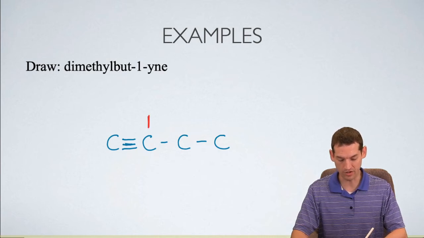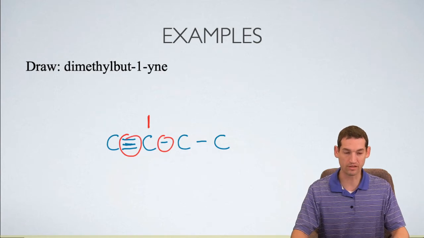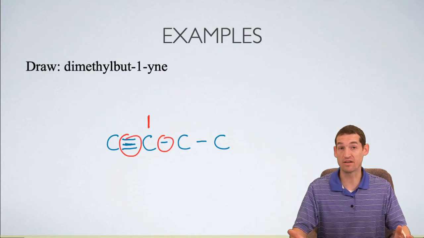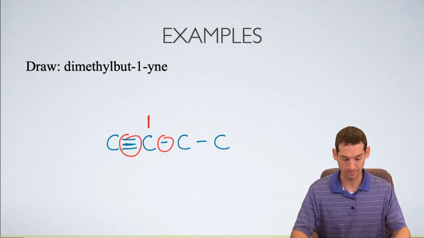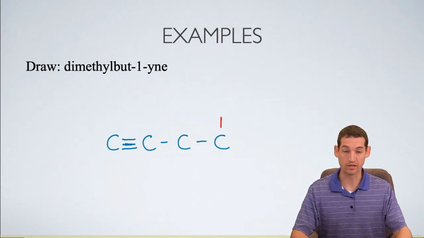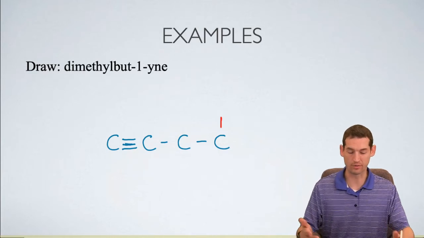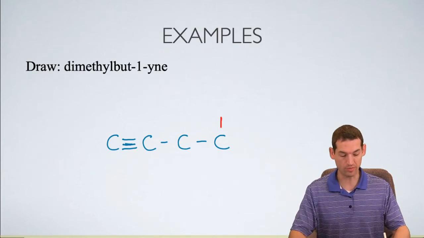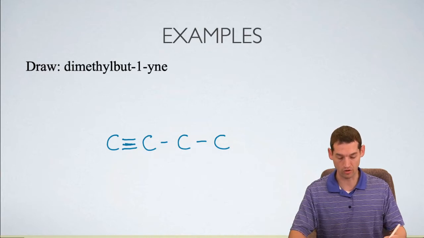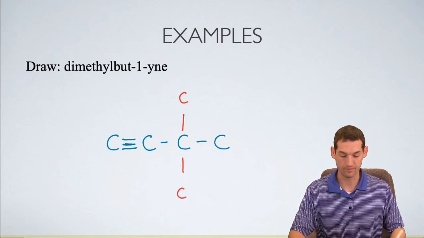I can't put a branch on carbon 2 because that carbon is already forming 4 bonds. So it doesn't have room to form any new ones. So let's get rid of that. I also can't put a branch on carbon 4 for the same reason I can't put it on carbon 1. That would become part of the parent. So the only place that those 2 methyl branches can go are on carbon 3. There's going to be a methyl branch there and a methyl branch there.